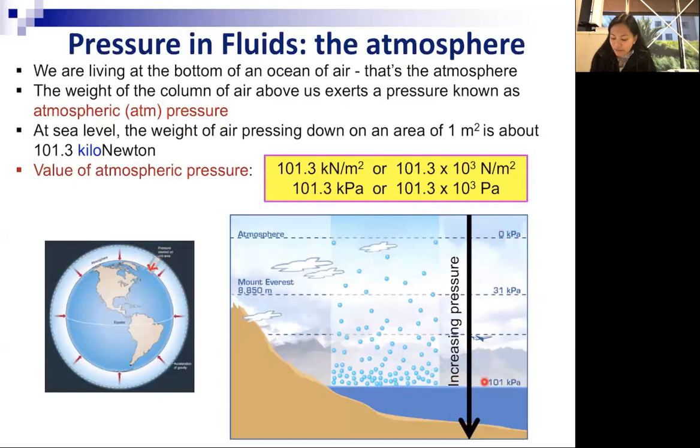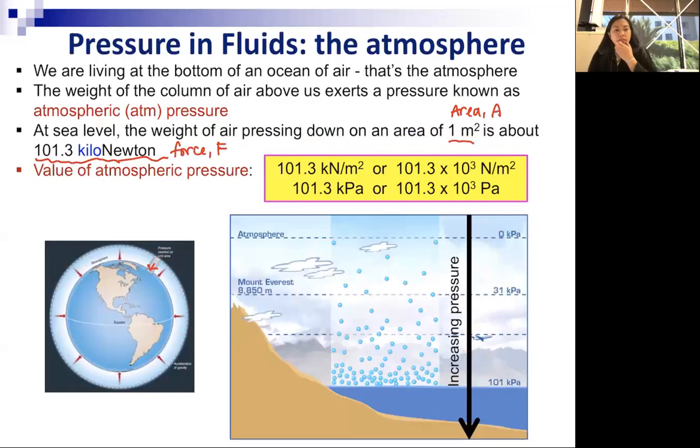And at sea level, the weight of the air pressing down can be measured. So if you look at the weight of air pressing down on an area of 1 square meter, that would be about 101.3 kilonewtons of force. Okay. So this 1 square meter, this is the area A, and 101.3 kilonewtons, this is the force F.